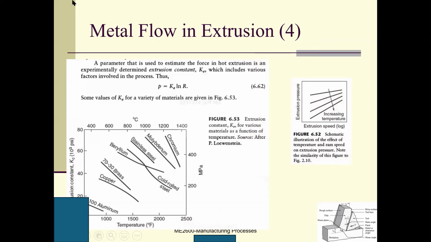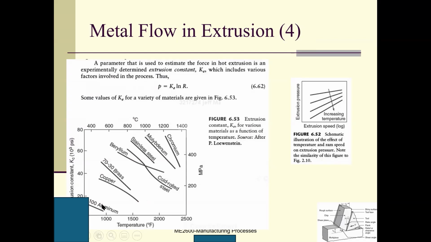Okay, so the parameter that is used to estimate the force in hot extrusion is an experimentally determined extrusion constant. Remember, this is for hot extrusion. There is an extrusion constant, Ke, which includes various factors involved in the process. So P equals Ke log R. Remember, this is just a little bit of variation from our original equation, right? So be very careful. Some values of Ke for a variety of materials are given in this figure.